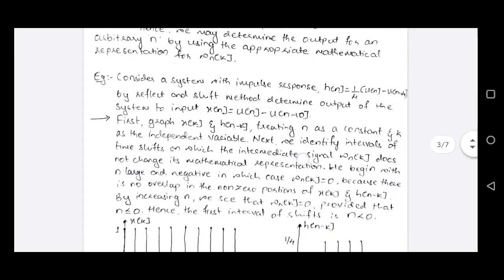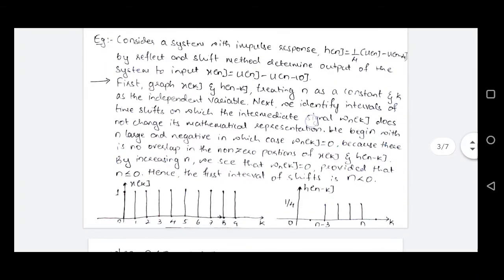The next problem we'll be considering is, we'll consider a system with impulse response defined as h of n equals 1 by 4 of u of n minus u of n minus 4. By the reflect and shift method, determine the output of the system to input x of n equals u of n minus u of n minus 10.